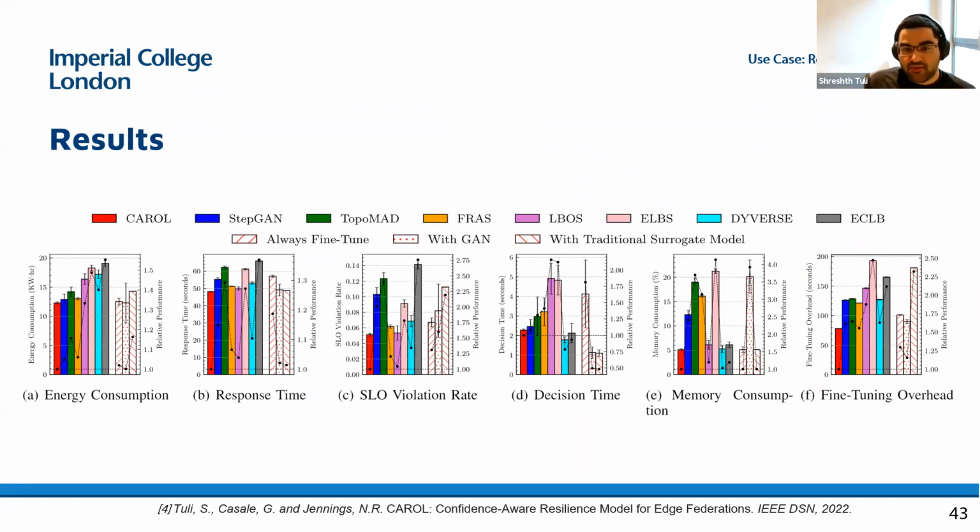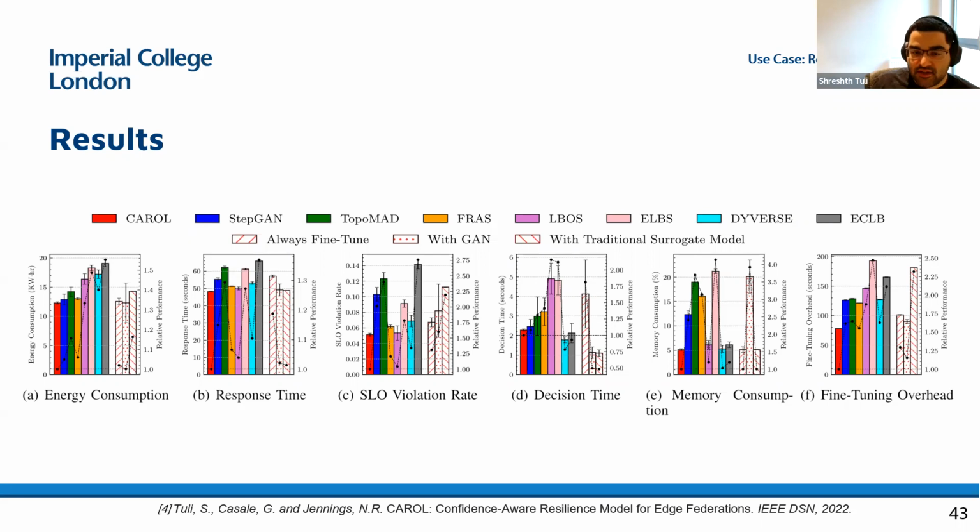So in experiments on a similar test bed as Pregan, we see that the CARL method is able to give improved QoS scores compared to the state-of-the-art methods. Here we use this StepGAN approach, which is again a GAN style approach for fault remediation. Similarly, we have TOPOMAD, FRAS, and LBOS. These are again evolutionary strategies. ELBS is very similar to the particle swarm optimization approach. And similarly, DiVerse and ECLB are again evolutionary strategies using contemporary models such as heteroscedastic Gaussian processes and things like that.